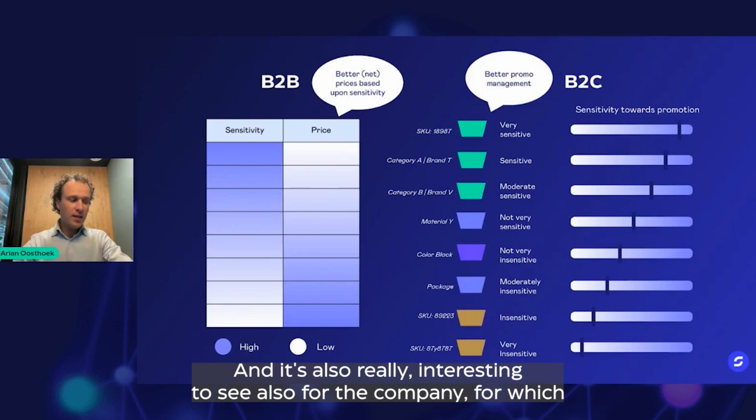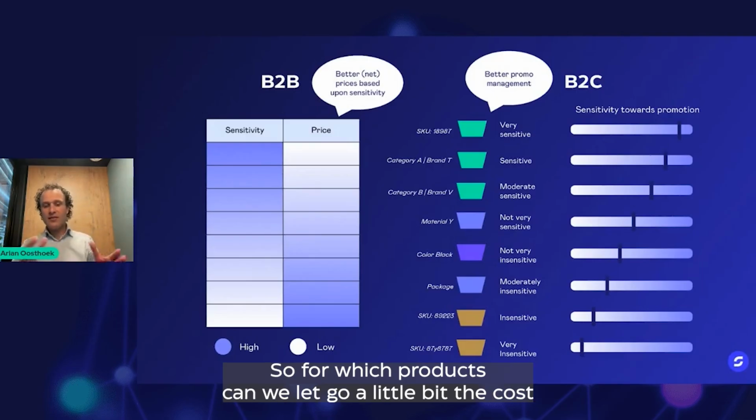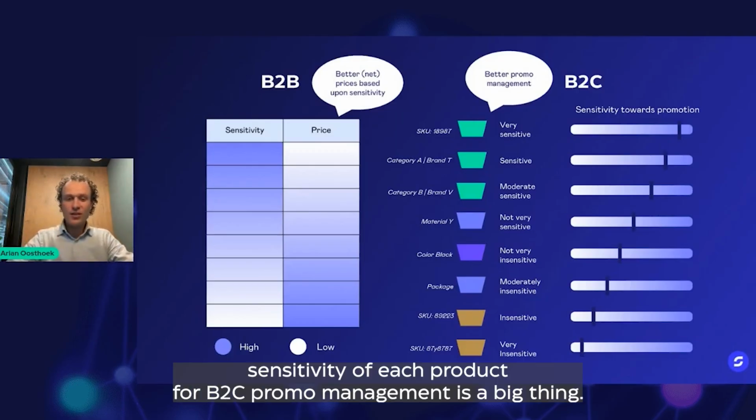And it's also really interesting for the company to see for which products the willingness to pay is higher than for others. So for which products can we let go a little bit of the cost-based pricing, and can we price more on the price sensitivity of each product.